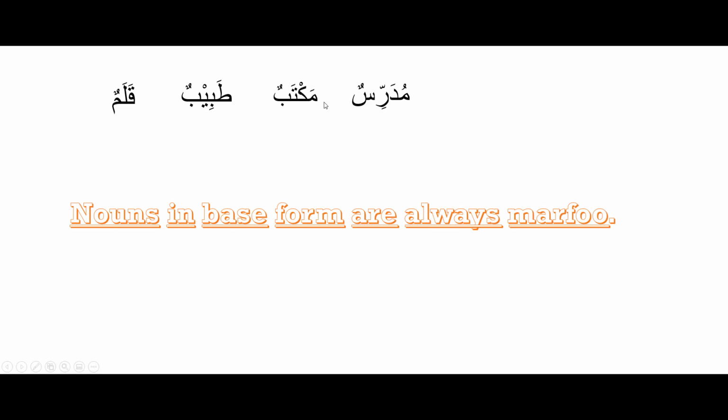Okay, so anything, tabibun, doctor, again dammatan. Maktabun, a table, dammatan. Mudarrisun, a teacher, dammatan. So here is the rule. When the nouns are in their base form, they are always in marfu state. That is, the ending sign will be marfu, not majrur or mansub. Okay, so that was another rule. So now we know that when we come across a group of words that are nouns, we can know the role played by the noun by observing the ending signs on the nouns in Arabic.